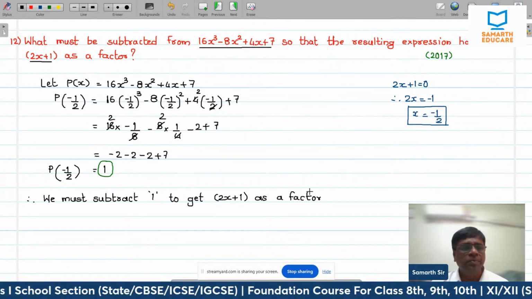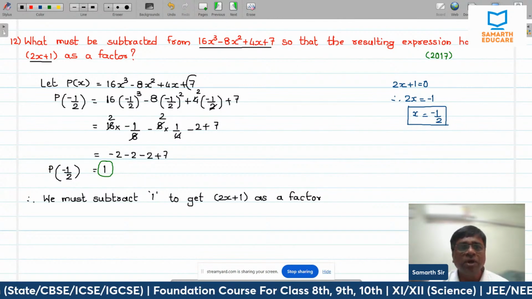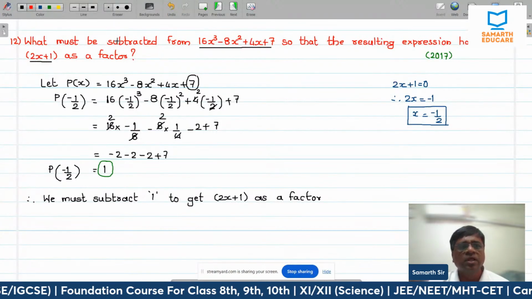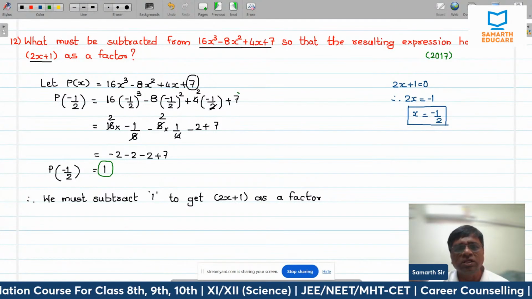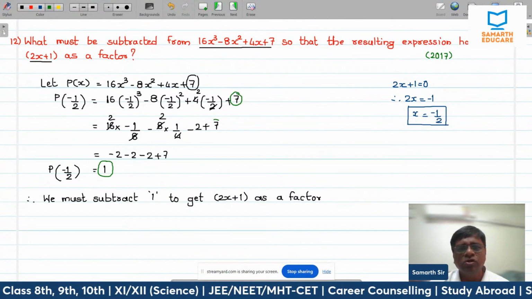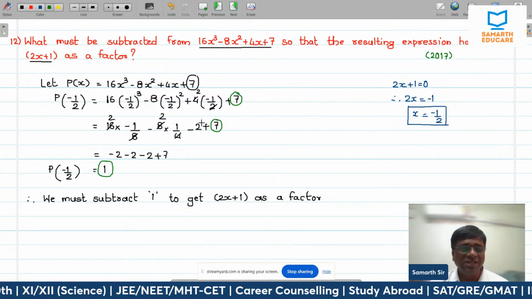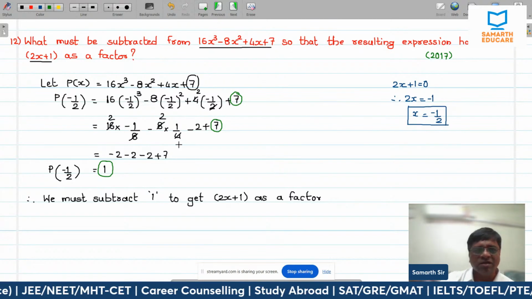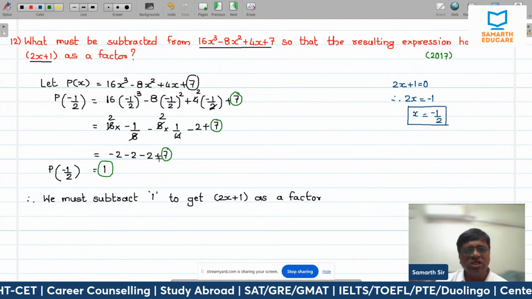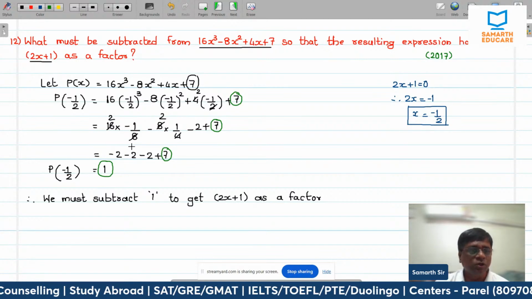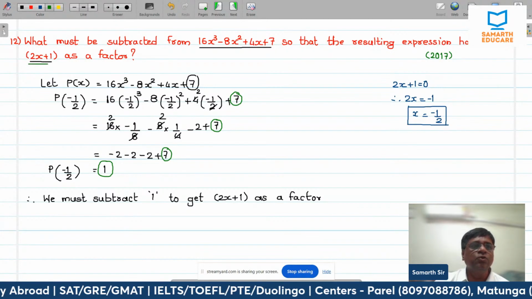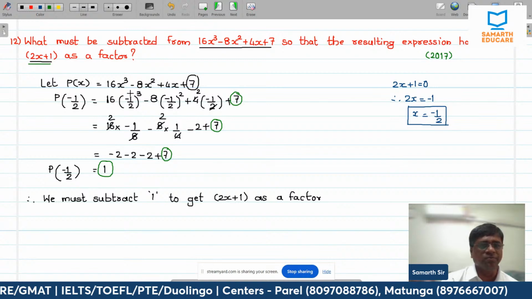As a factor. Remember, तो मान लो इधर अगर 6 होता, राइट? अगर मान लो इधर 6 होता, इधर 6, सो इधर मान लो 6 होता, राइट? 1 से सब्ट्रैक्ट करता मतलब 6 आ जाता ना, तो इधर भी 6 आ जाता. तो इस केस में क्या हो जाता? रिमाइंडर 0 हो जाता. एंड देन आई कुड हैव सेड कि 2x plus 1 is a factor.